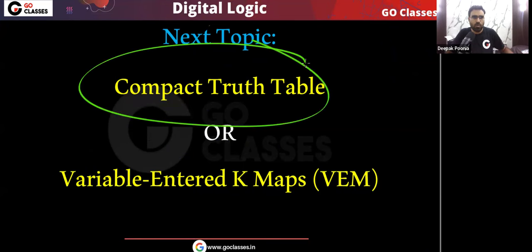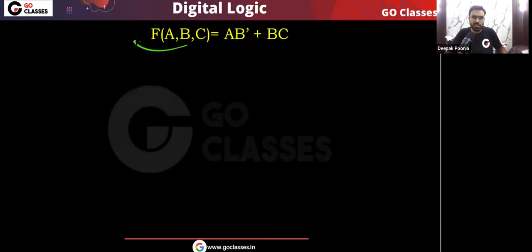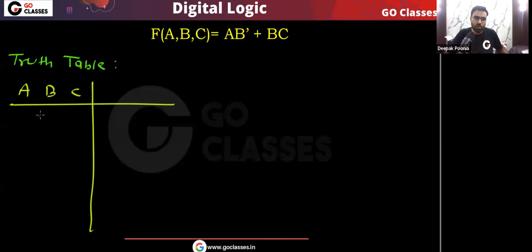So let's see what a compact truth table is. Consider this function over three variables A, B, C: f(A,B,C) = A B bar + B C. We know what the truth table is. For this function f, if I want to create the standard truth table, how many rows will there be? The function depends on three variables A, B, C. We will write all the input combinations of variables A, B, C, and we will write the output.